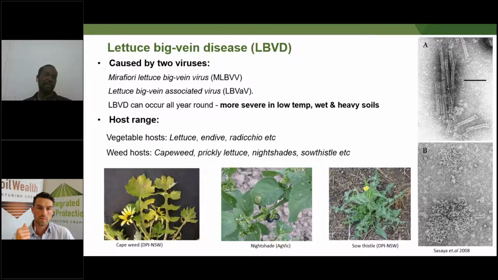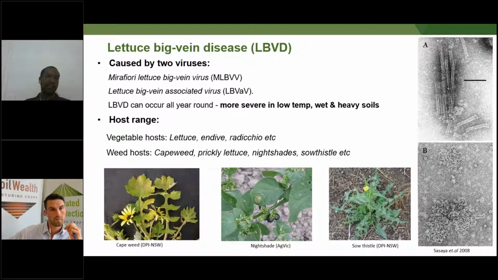The next important lettuce virus is lettuce big vein virus that causes lettuce big vein disease, and this is caused by two viruses. The first one is the Mirafiori lettuce big vein virus and the other is the lettuce big vein associated virus. So one virus can cause this disease, or both when they occur in a plant can also cause this disease. And as you can see on the right are the two electron microscopy images of the viruses.